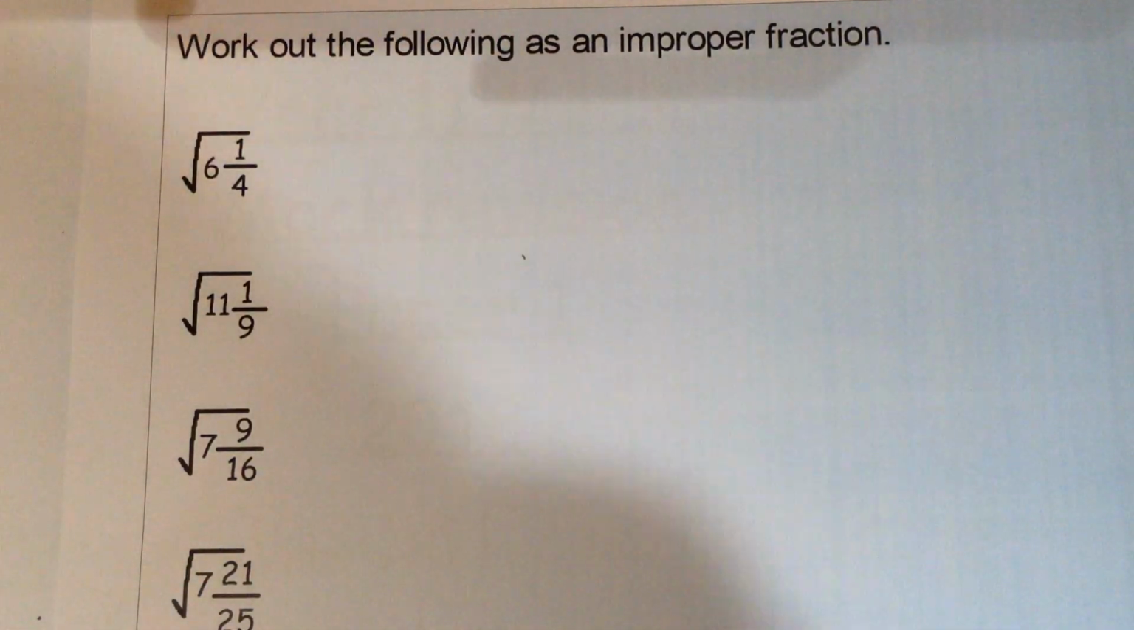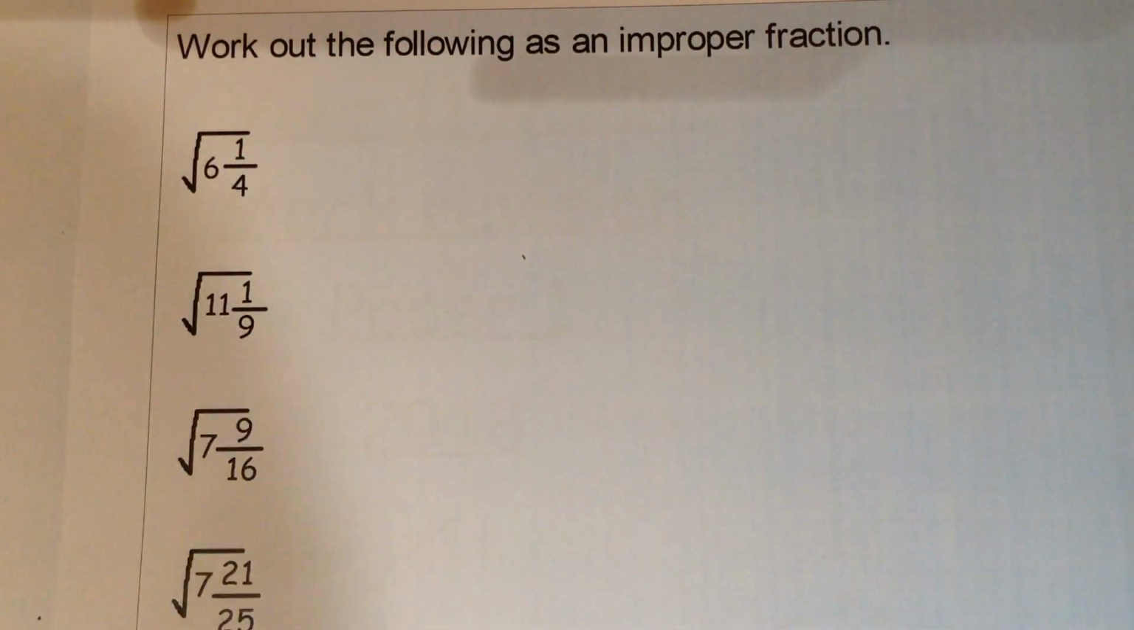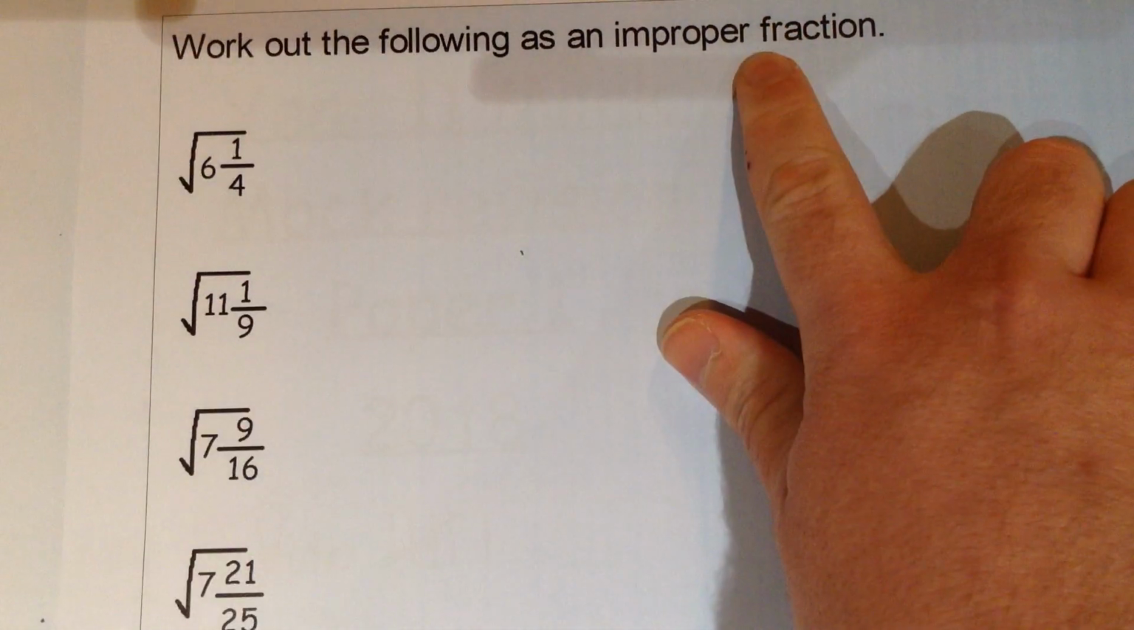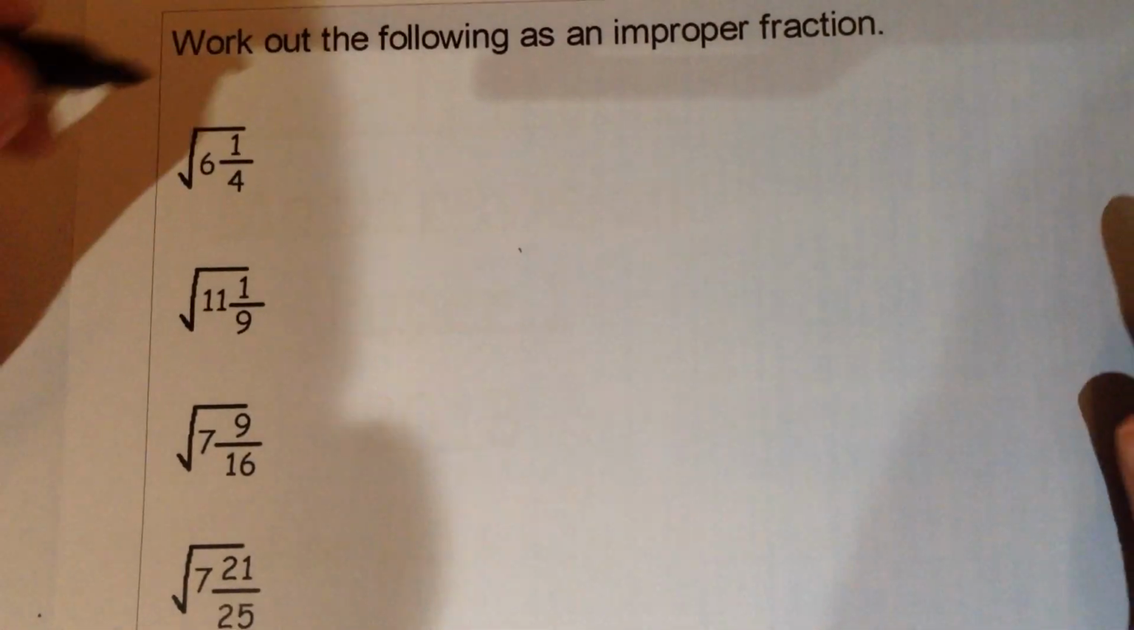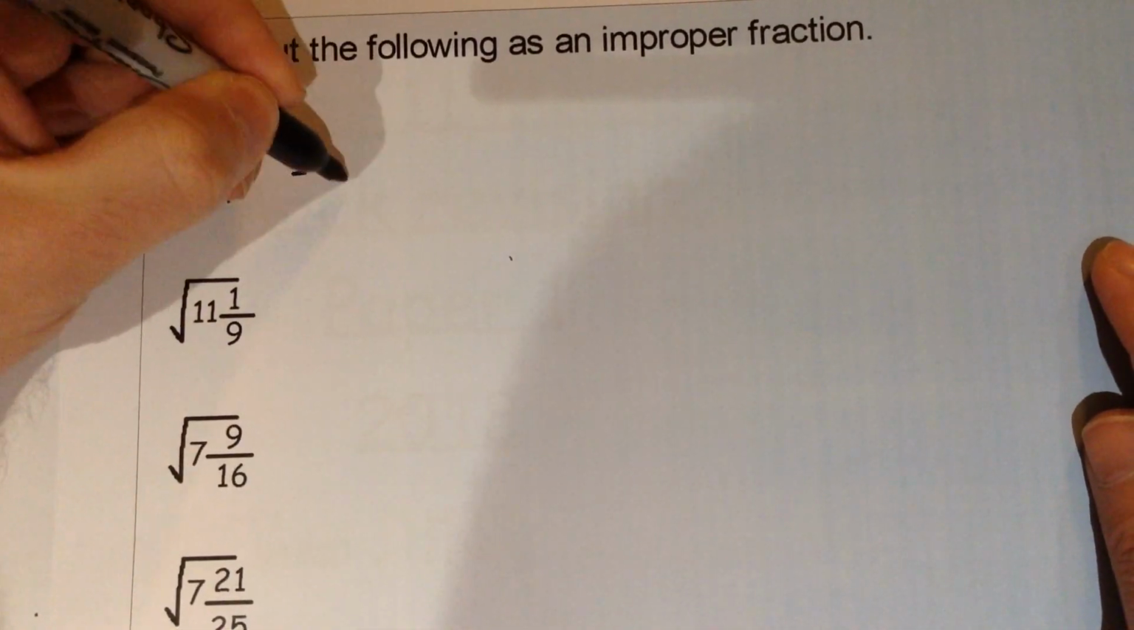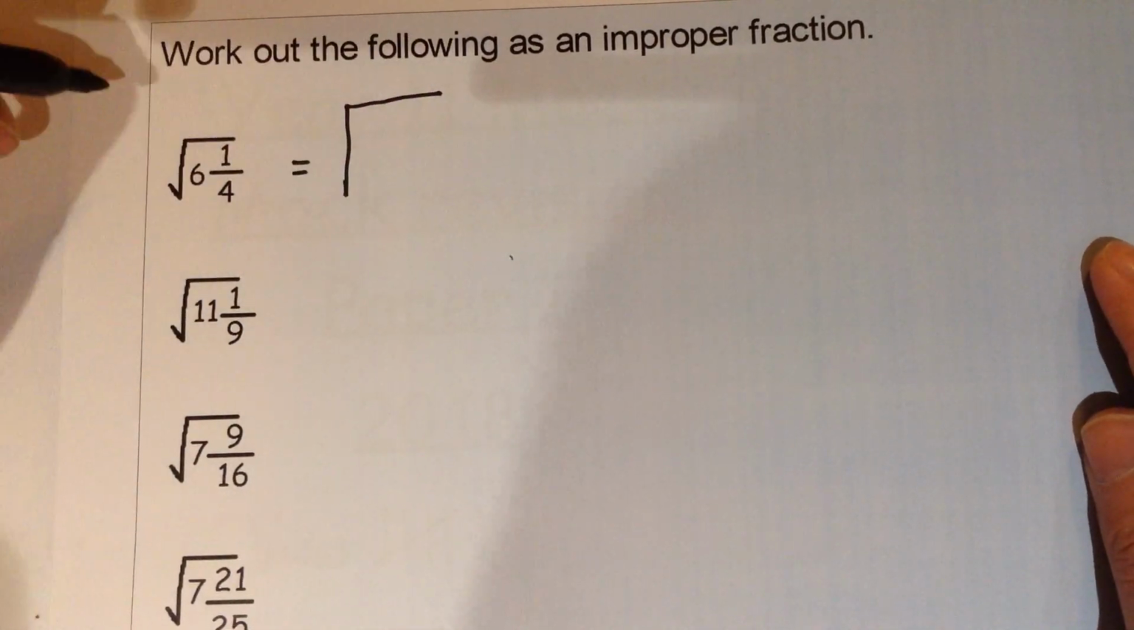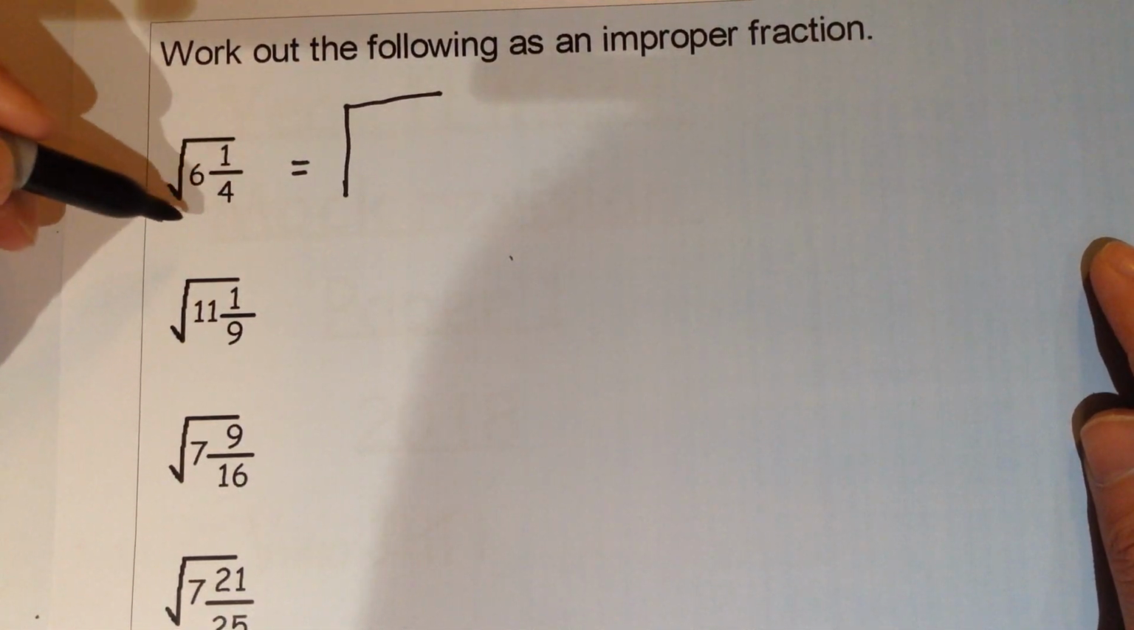Well, it's actually not possible without a calculator to find the square root of a mixed number as it stands. So what we would have to do, and the clue's almost in the question here, is to change each of the mixed numbers into an improper fraction first. So the first thing we would do, put the square root, is change this into an improper fraction.